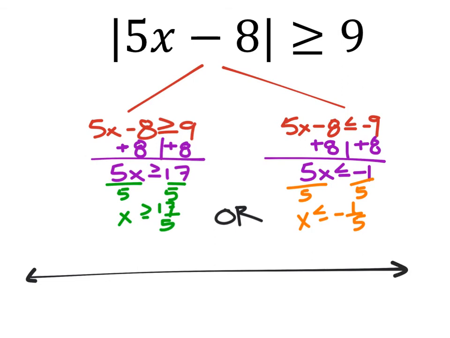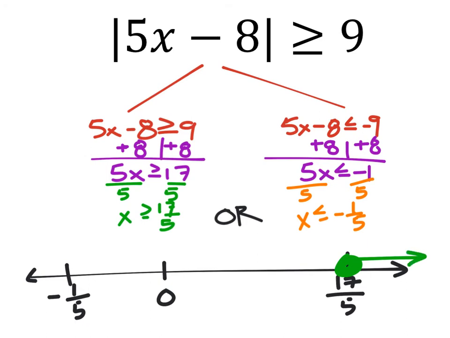Okay, so I got 0, I got negative 1/5 to the left, and I got 17/5 to the right. Again, I'm not worried about how proportional this is. But I'm going to start with the green one. At 17/5, it's a closed circle because it's equal to the 17/5. It's eating the x, so it goes to the right. Now the orange one, at negative 1/5, it's still equal to the 1/5. So I get a closed circle there. It's not eating the x, so this one is going to go to the left.